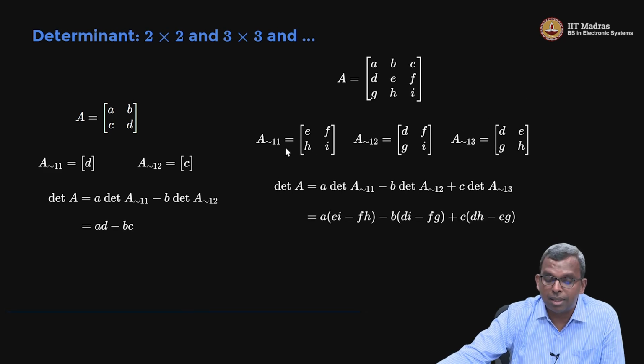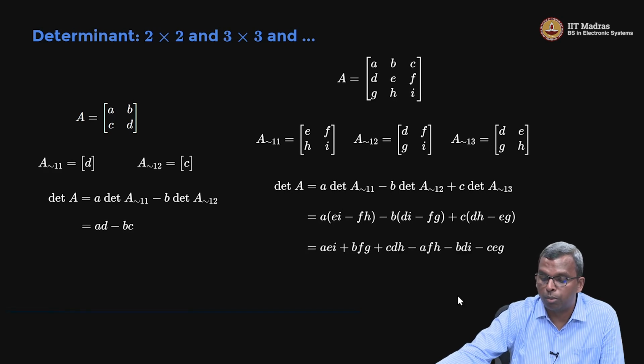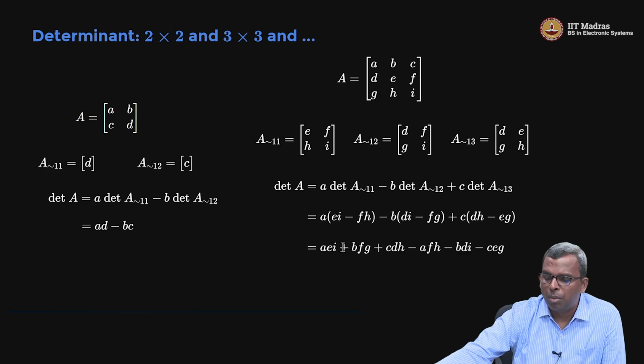Now the determinant of this, I know from my 2 by 2, is going to be EI minus FH. The determinant of this is DI minus FG. The determinant of this is DH minus EG. You put that in and you get this kind of expression. People don't usually memorize this 3 by 3 determinant. Some people do, usually people don't. You can just remember the 2 by 2 and the expansion with respect to the first row.